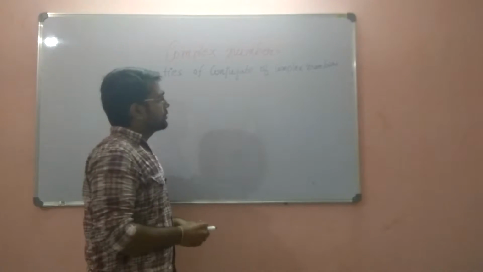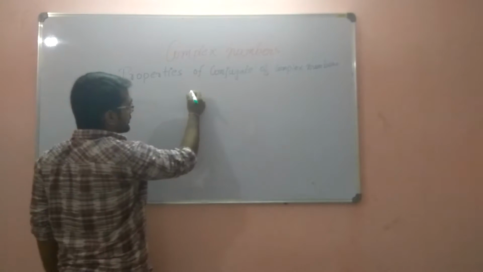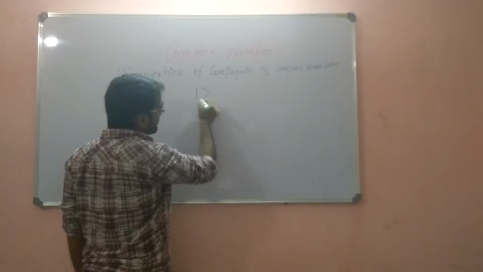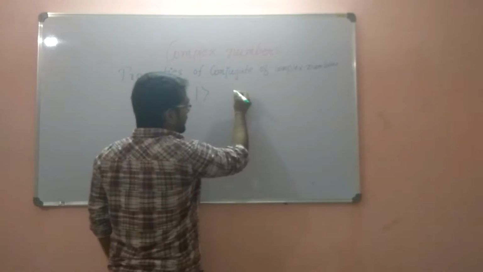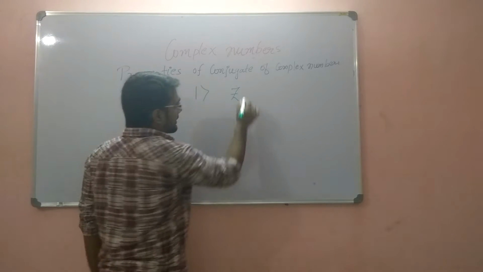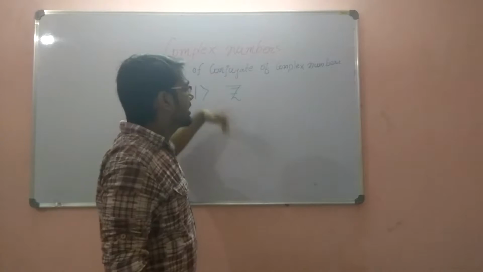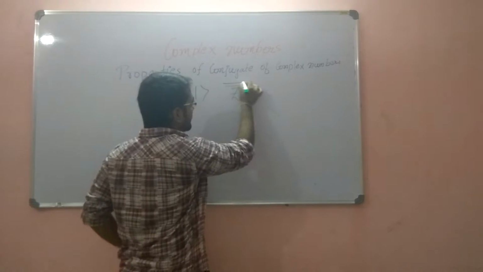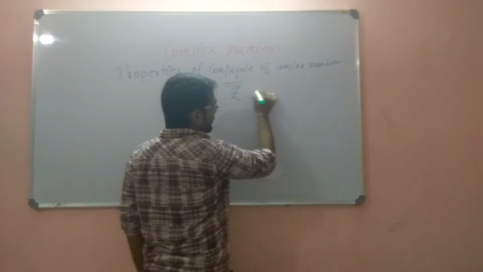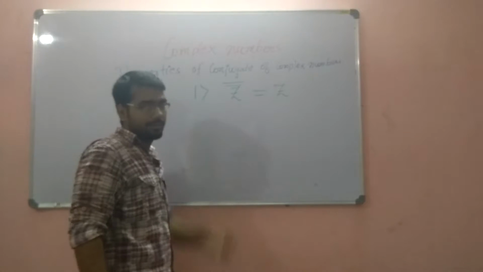So for the properties of conjugate of complex numbers, the first common property is, suppose we have a complex number z, okay? If we take the conjugate of that complex number and we again take the conjugate, like taking the conjugate of the conjugate, right? So it is going to give you the original complex number that you had, right?